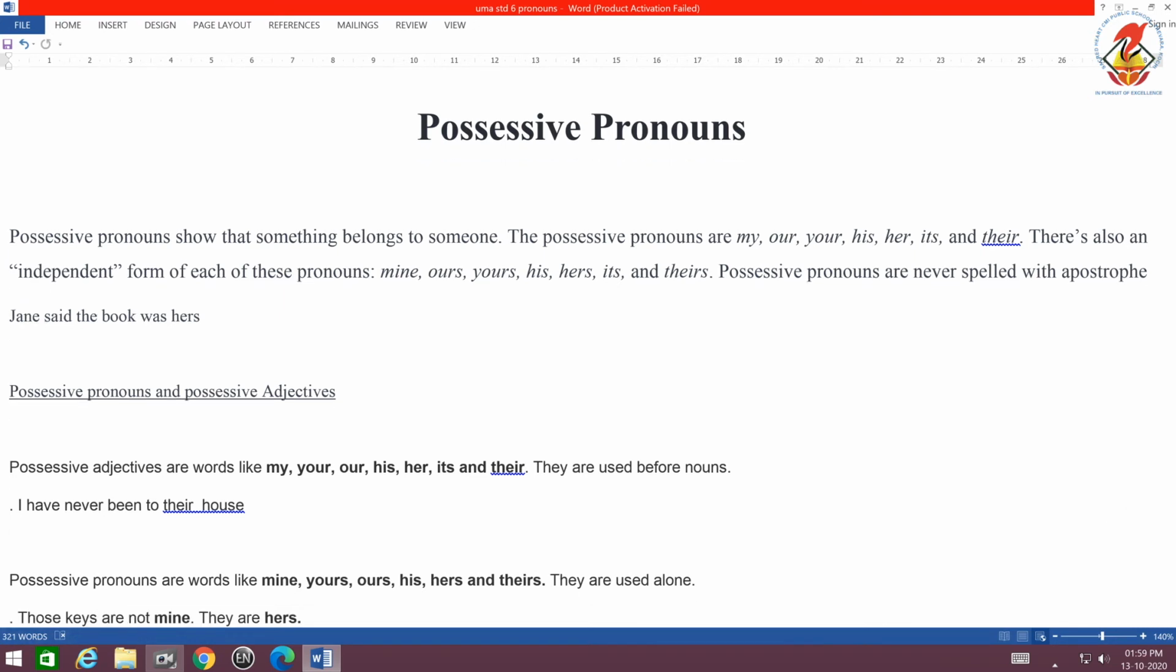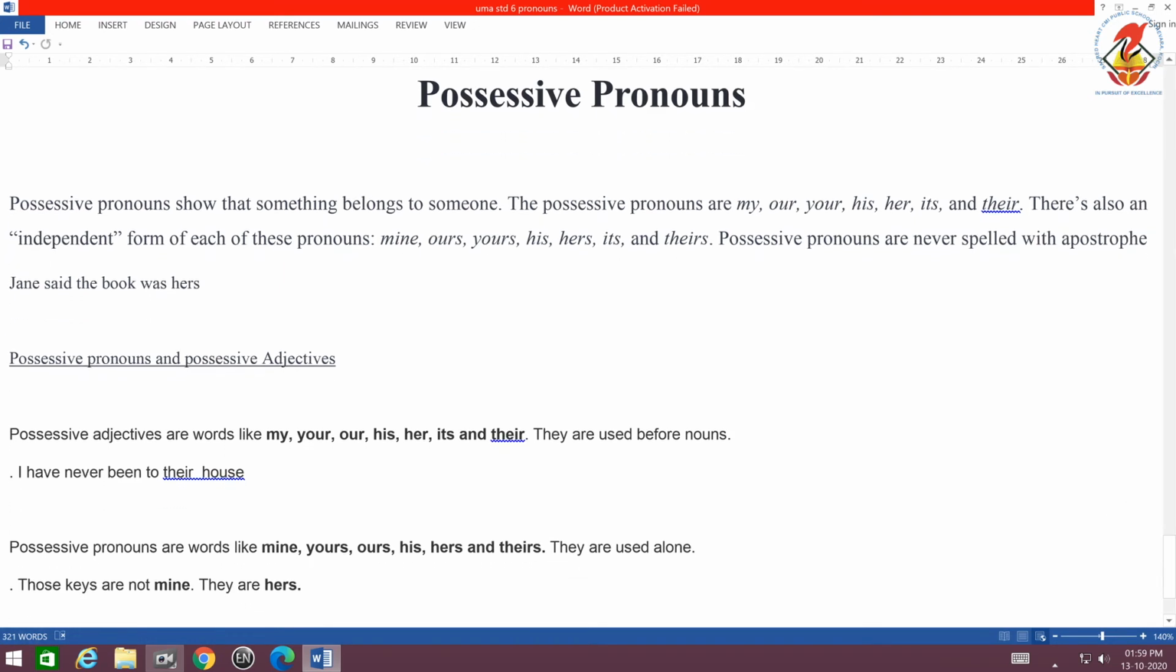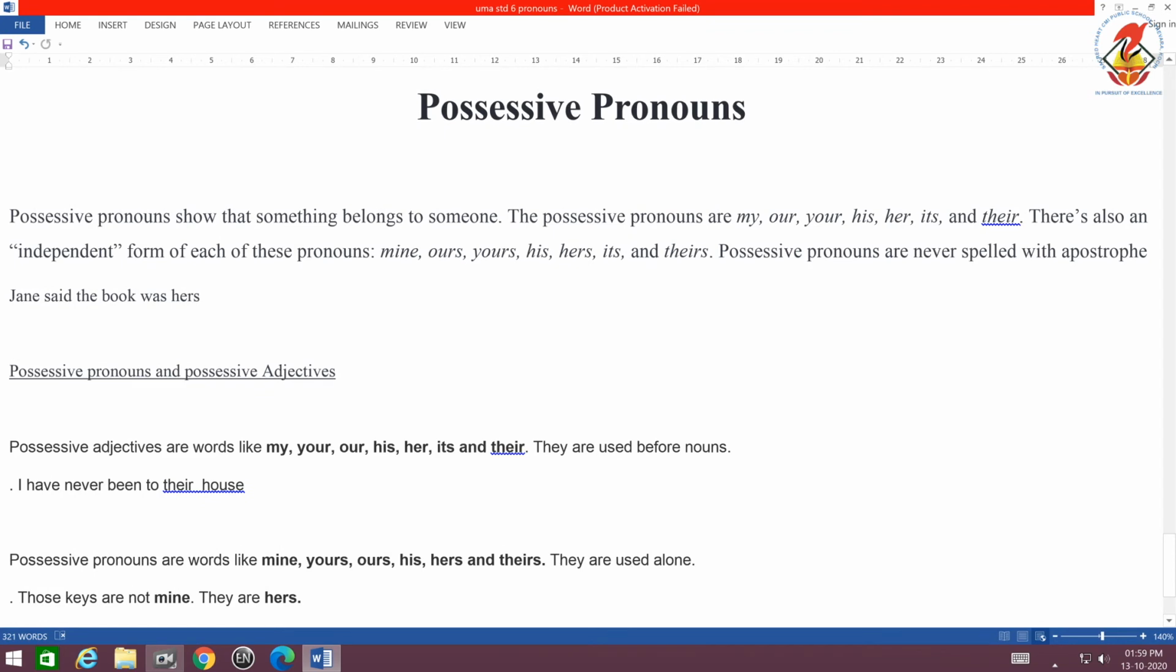Then possessive pronoun and possessive adjectives, the difference. Possessive adjective means words coming before the nouns. See, I have never been to their house. House is the noun. Those pronouns which come before a noun are called possessive adjectives.